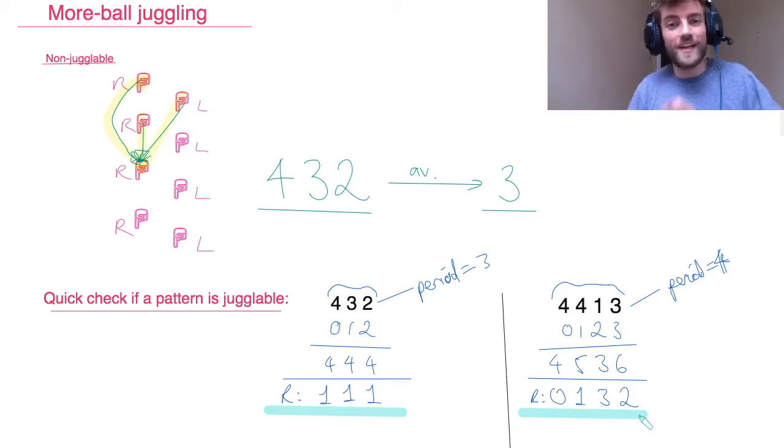Long story short, if any number in the test sequence is the same, the pattern is not juggleable. So over here, all of the numbers are the same, and therefore the pattern is most definitely not juggleable.